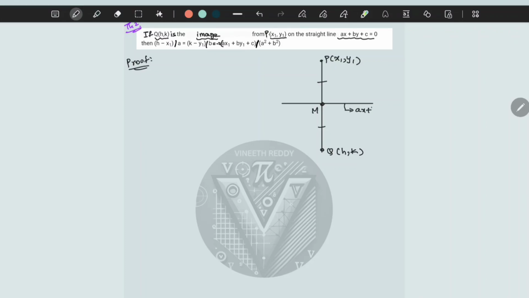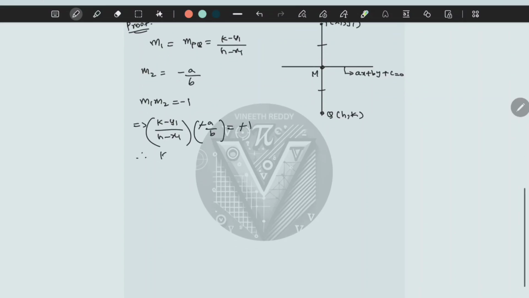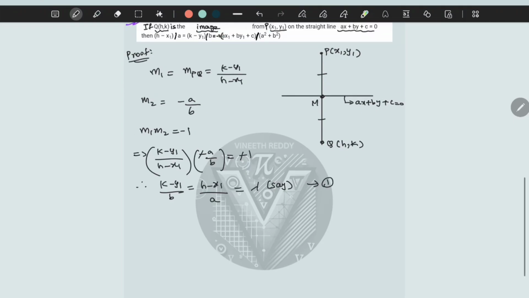And again the given line is ax + by + c = 0. So the initial part is the same. Again we will find the slope of line PQ, that will be (k - y1)/(h - x1). Again we find the slope of the given line, that will be -a/b, and once again m1 m2 = -1 since PQ is perpendicular to the given line. Then (k - y1)/(h - x1) times (-a/b) = -1. We can cancel the minus, and again we get the same thing, that is (k - y1)/b = (h - x1)/a, and let us again call this lambda. So till here the proof is the same.